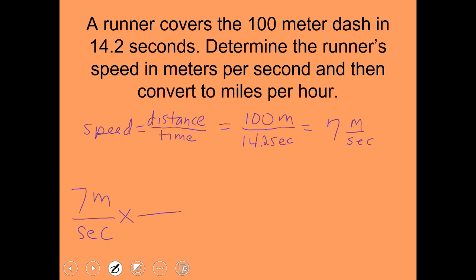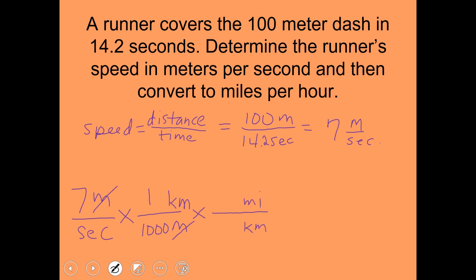Now, hopefully you've tried that on your paper. I am going to do this one with you because this is one that's usually a little more challenging. I'm going to pick one label at a time. First, I'm going to work on the meters. We know there's 10 to the third meters in a kilometer. I don't want my distance in kilometers though. I want it in miles.